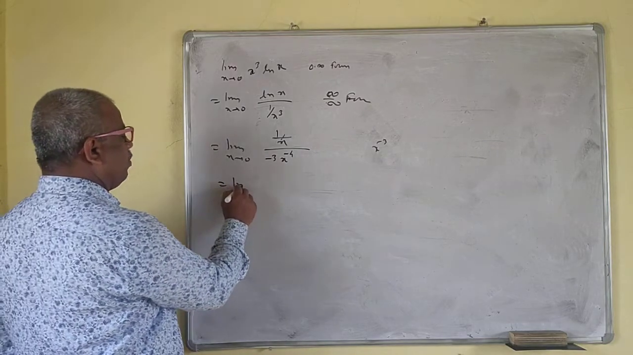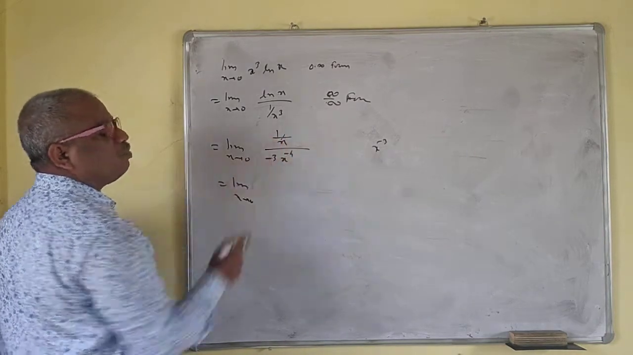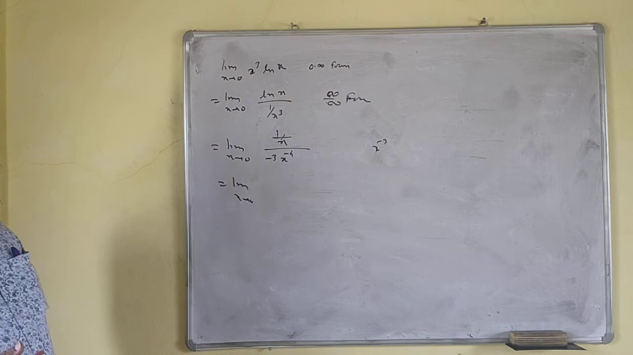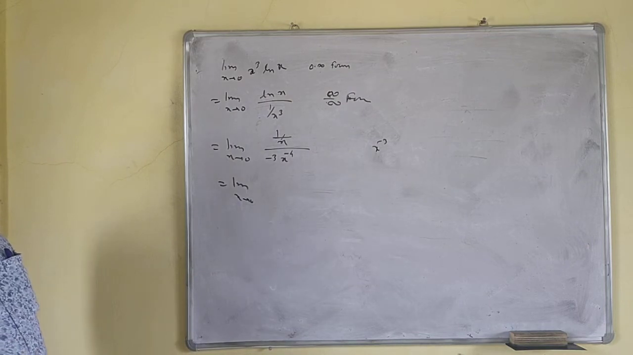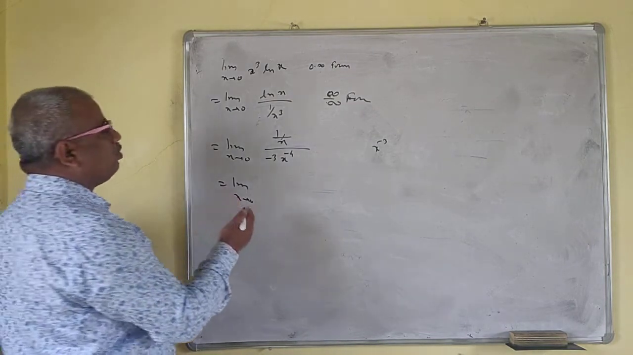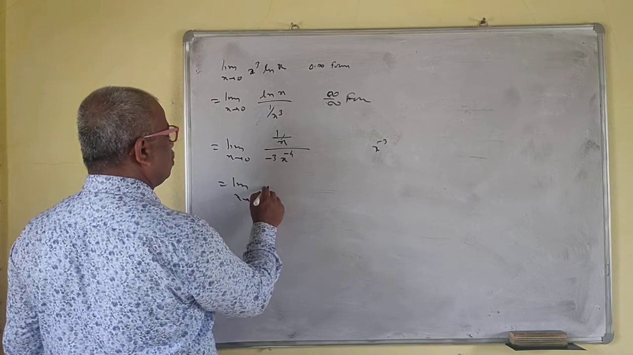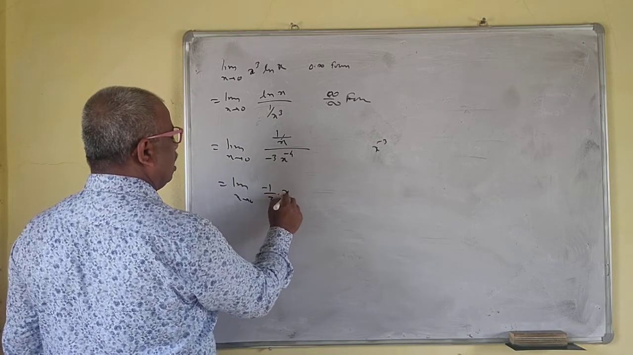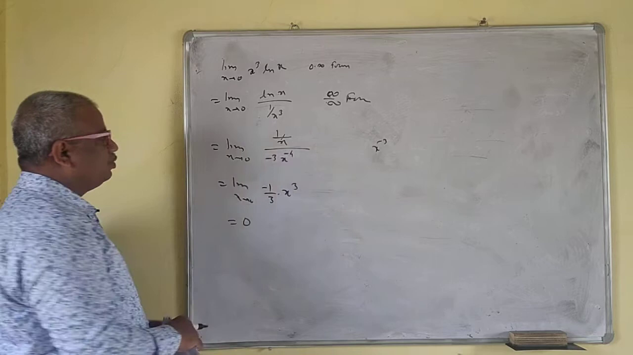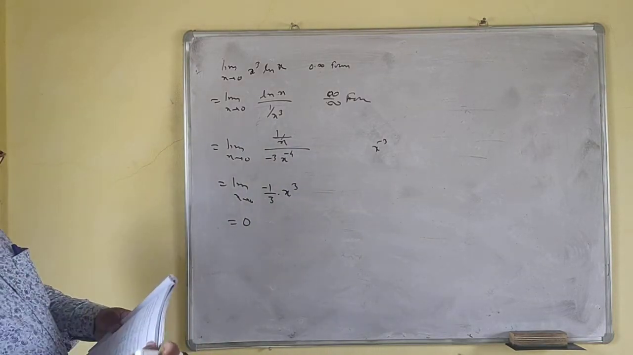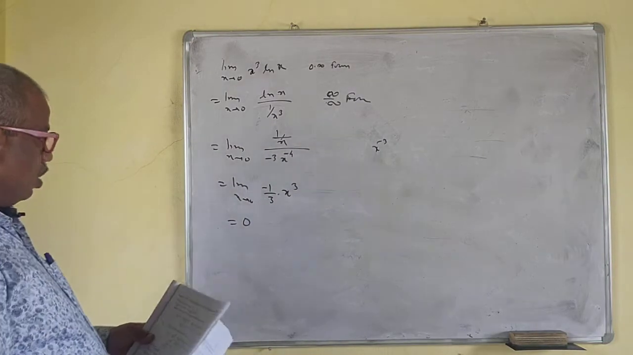So this is what then? Limit x tends to 0. Minus 3 will shift to the denominator, and x to the power 4 goes to the numerator. So x to the power 4 into 1 by x gives minus 1 upon 3 x cube, wait, minus x cube upon 3. So this is 0 now. So the value of this is 0. It will be 0.